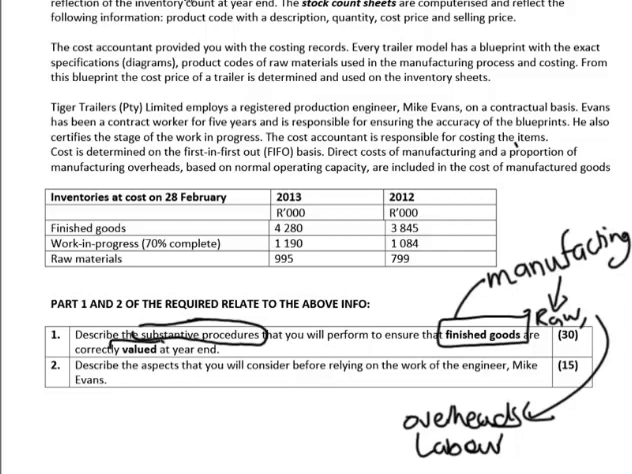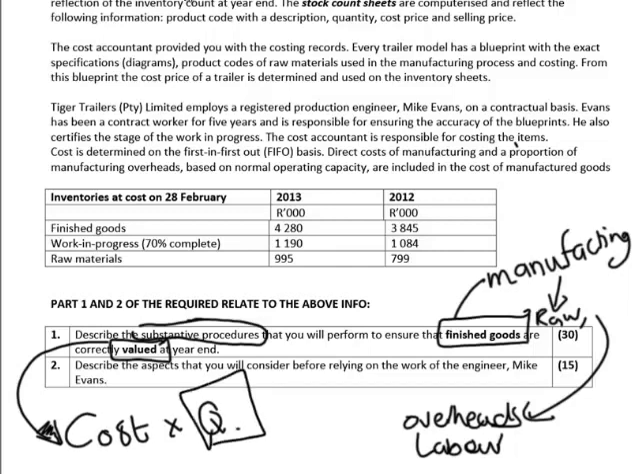Then lastly, when they talk about valued at year end, we're not worried about existence, we're not worried about completeness, we want to know that the value of our product is correct. And value, as you all know, means cost times quantity. Now, quantity, you would get that at your stock count. So if they mention anything in the scenario about a stock count was performed, we can already use those sheets to help us with the quantity side of things.